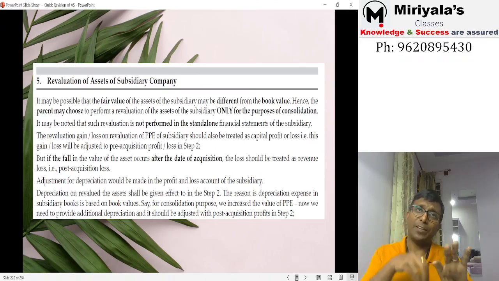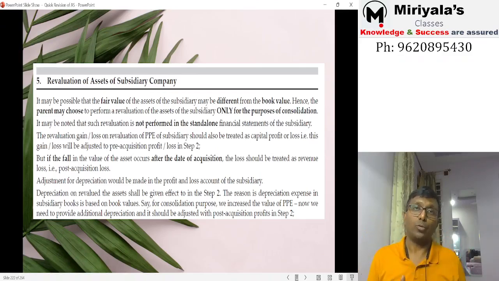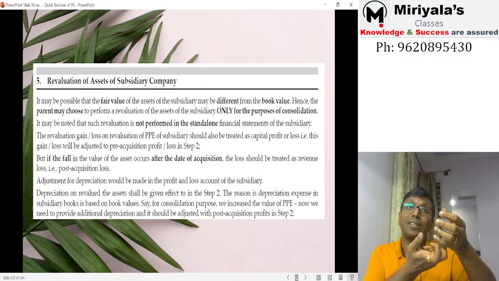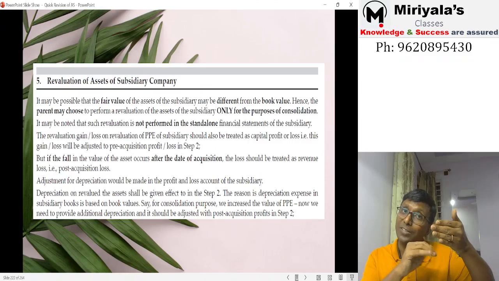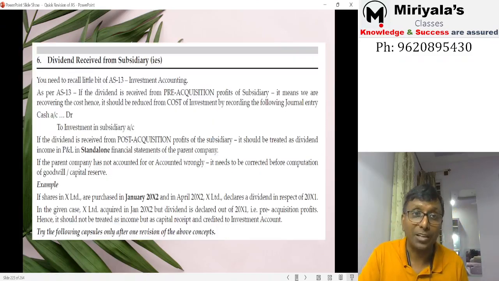In the same fashion, if the asset is reduced, then depreciation is supposed to be reduced. Like that, you are supposed to take care with respect to revalued assets. So when you are preparing the consolidated balance sheet, it is the revalued amount plus whatever is subsequent after the date of acquisition, whatever is the additional depreciation and normal depreciation, you have to reduce it. That number only will appear in the consolidated balance sheet.